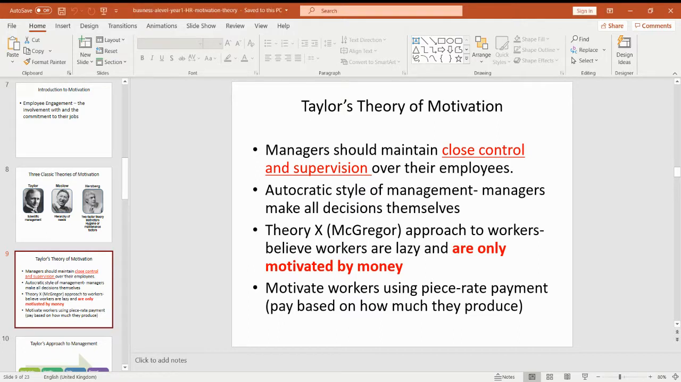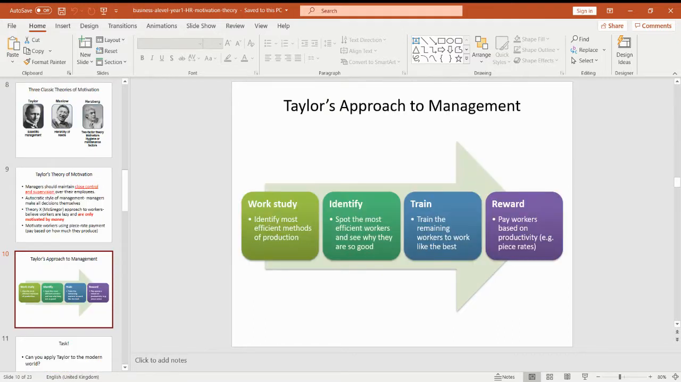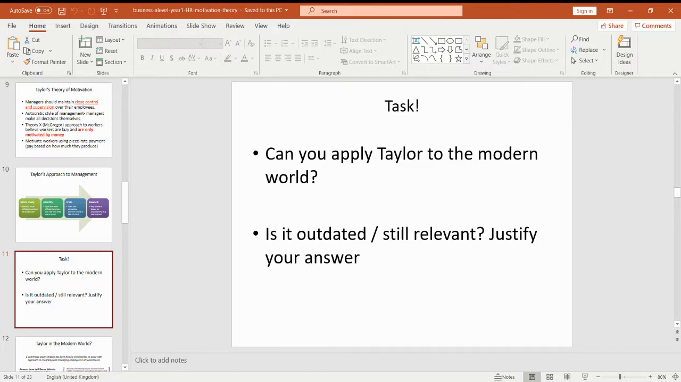Okay, so hopefully you've all had a chance to have a think about the different benefits and drawbacks of this particular approach. Can you now think about how we can apply this to the modern world? I gave an example a few moments ago of Taylor being applied to a factory setting. See if you can think of any other ways in which Taylor can be applied to the modern world. Do you believe that this kind of approach is outdated? Is it still relevant?